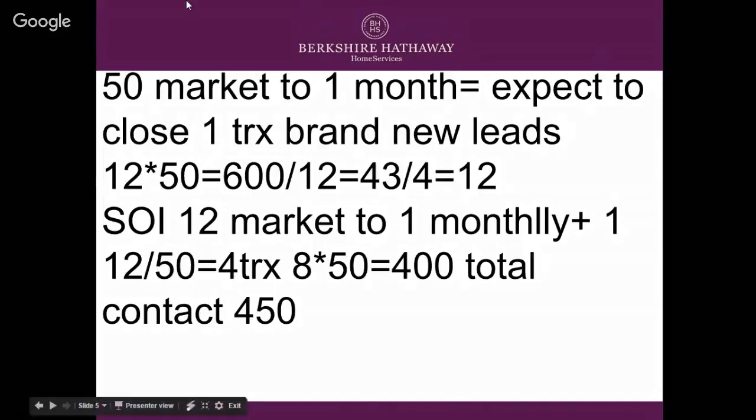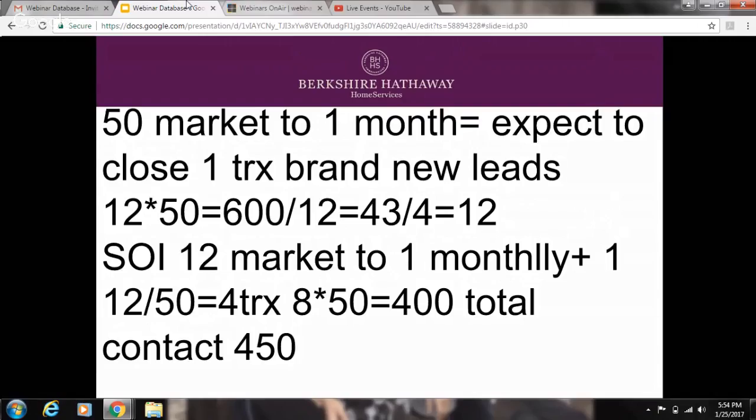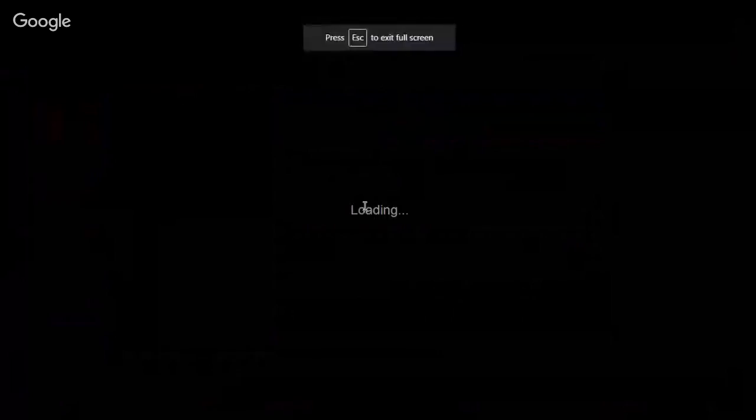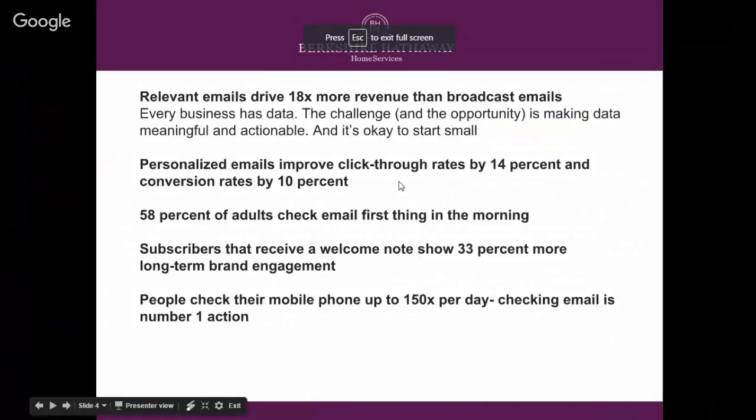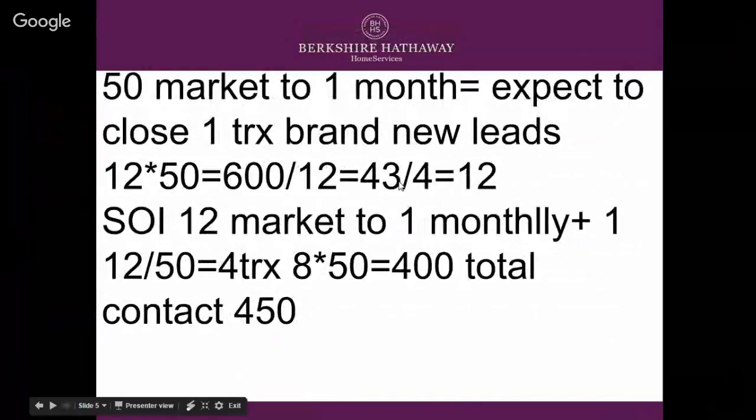Okay, so we were talking about the actual setting up of the database and why it's so important. And I constantly remind you guys that we have numbers in real estate that you can be watching. Remember, for every 50 people that are brand new to your sphere that you market to once a month via email, you can expect to close 1 transaction. So that means if you wanted to close 12 transactions this year, you would need 600 contacts in the year. You would need 43 per month and 12 per week.